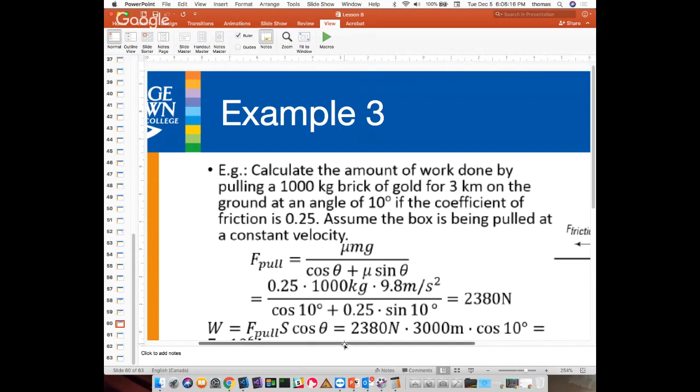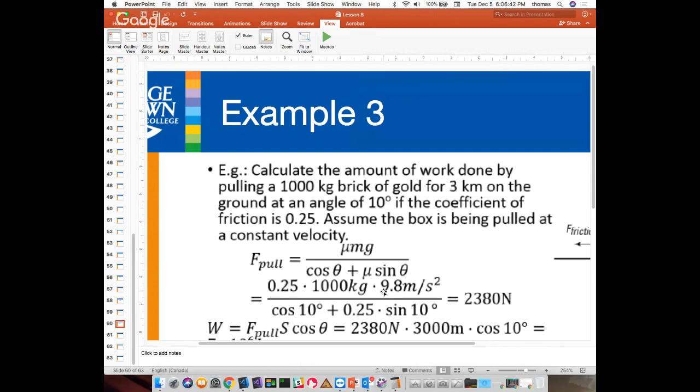But really what they're doing is they're getting a ratio of 0.25 times 1,000 kilograms times 9.8, and that gives you this first force of the pull. Now, why is this over cos theta plus the coefficient of friction times sine theta? That's the question you have to think about. It's almost like you've got one part over the other part, a ratio of forces.